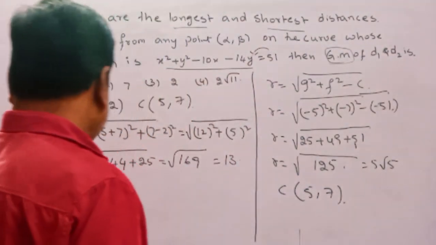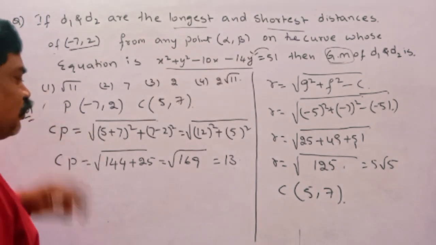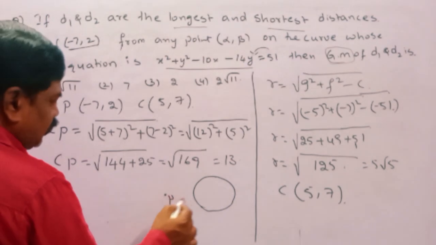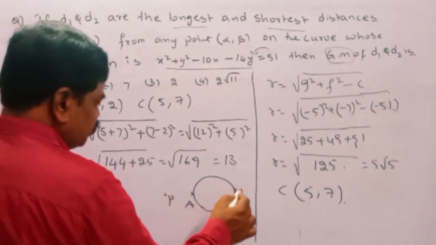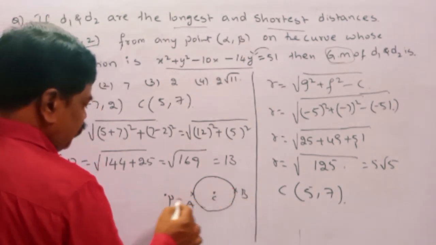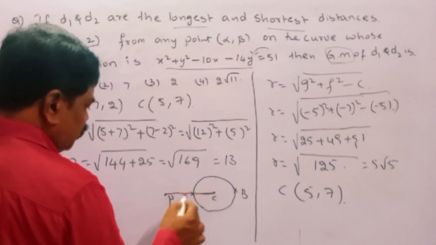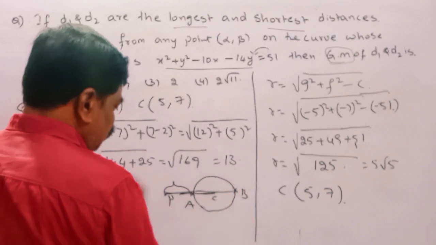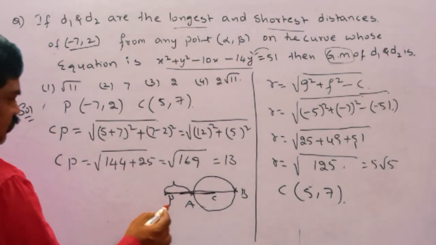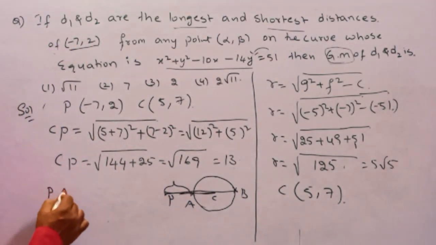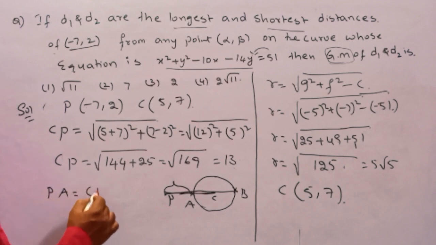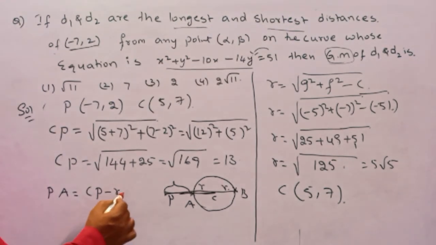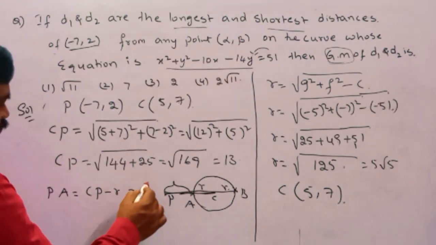So what is the CP distance? CP is the distance from the center to the point. Here you see, this is the point P, and this is the A point and this is the B point. This is the center of the circle. This is the shortest distance and this is the longest distance. So this is PA. PA is equal to CP minus R. This is R, this is R, and this is the shortest distance D1.